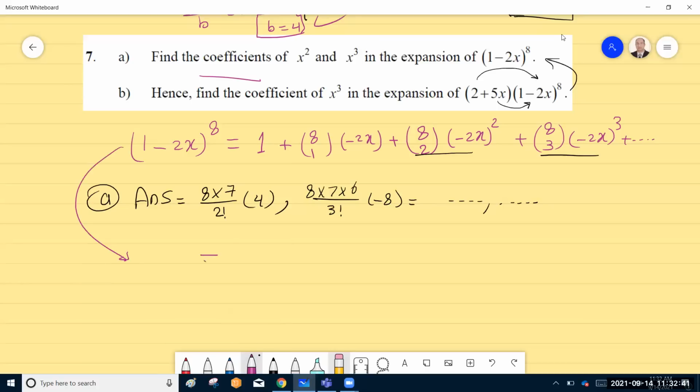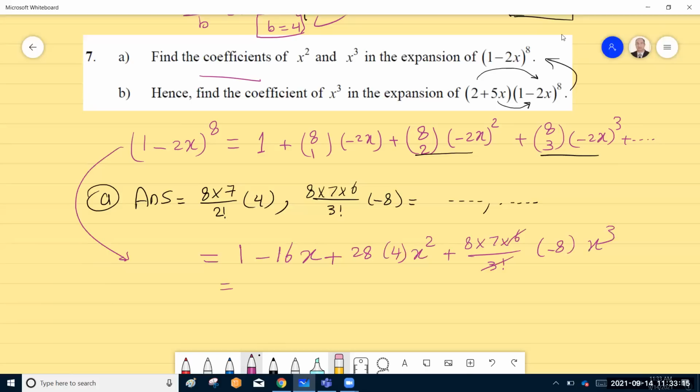This binomial, just continue: 1 plus 8c1 is 8 times negative 2 is negative 16, negative 16x, okay, plus 8c2, 8 times 7 divided by 2 is 28, times 4 x squared, okay. And finally, this one, 8 times 7 times 6 over 3 factorial, which is 56, times negative 2 to the power 3, negative 8. This is x cubed. That's enough.